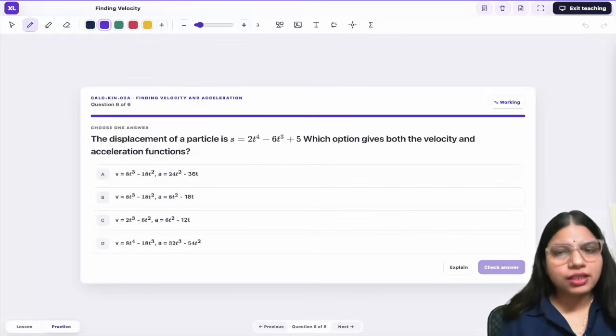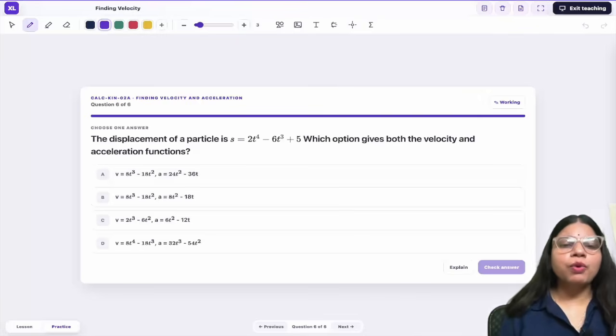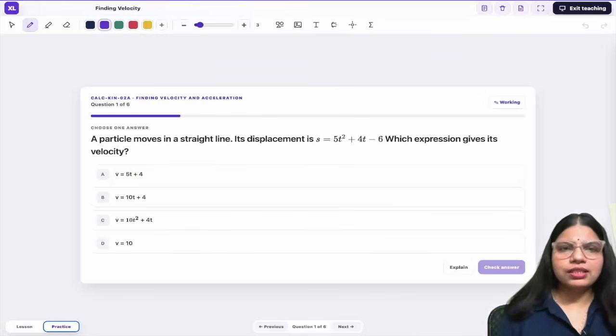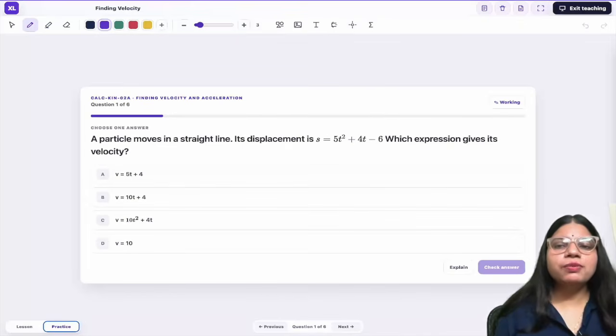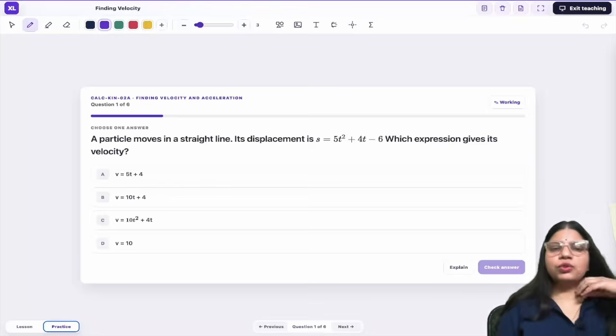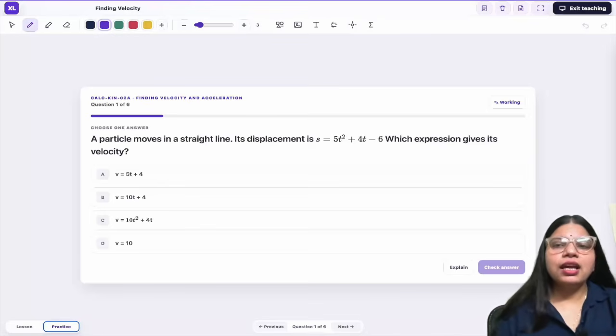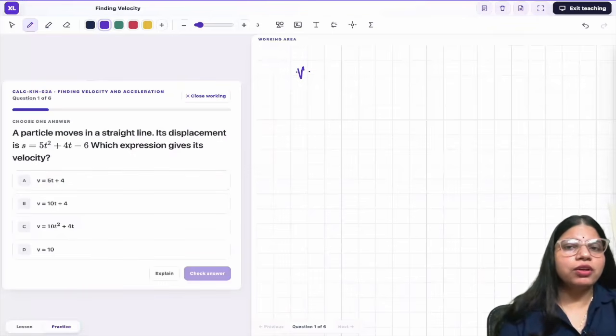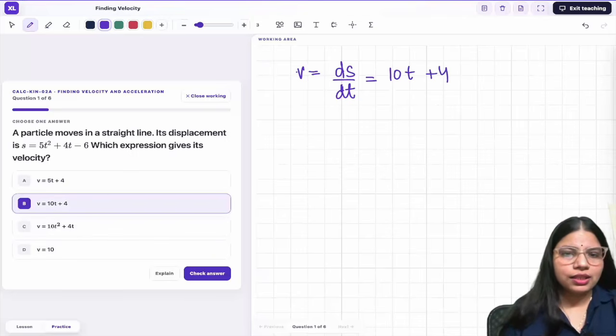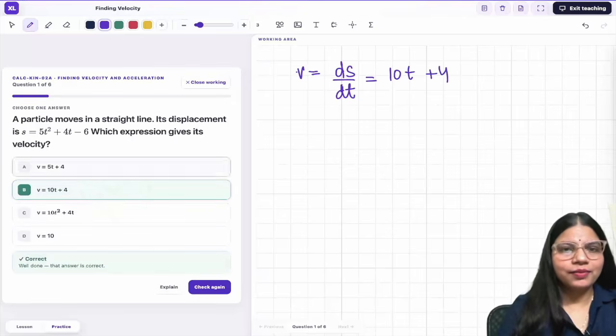Let's have a very quick discussion of practice questions and see what we have understood. The displacement of the particle is given to us. Which option gives both? Okay, let's start from here. A particle moves in a straight line and displacement is given to us. Which expression gives its velocity? How about you try and then let's see if you are getting the same answer and it's correct. So s is given to us. Because we have to find out velocity, velocity is nothing but differentiating it once. That gives us 10t plus 4, which is the b part. That's correct. Good job.